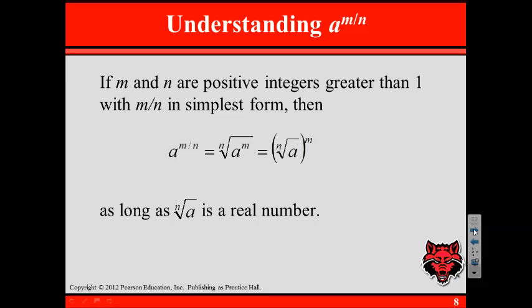Here's another definition. If m and n are positive integers greater than 1 with m over n in simplest form, then we can have a number raised to the m over n power. The number on bottom still is our index on our radical, and the number on top is the exponent, as long as the nth root of a is a real number.